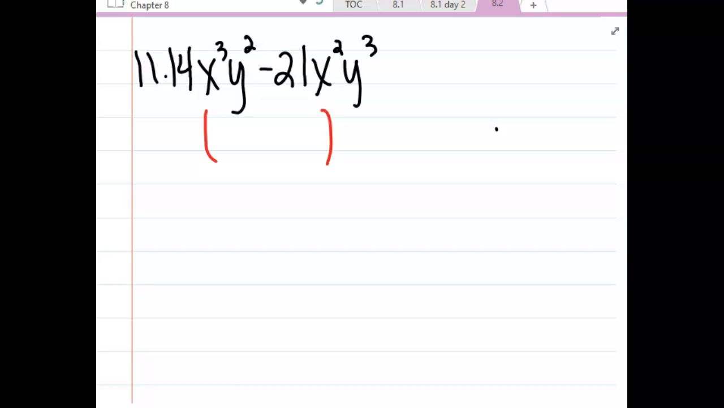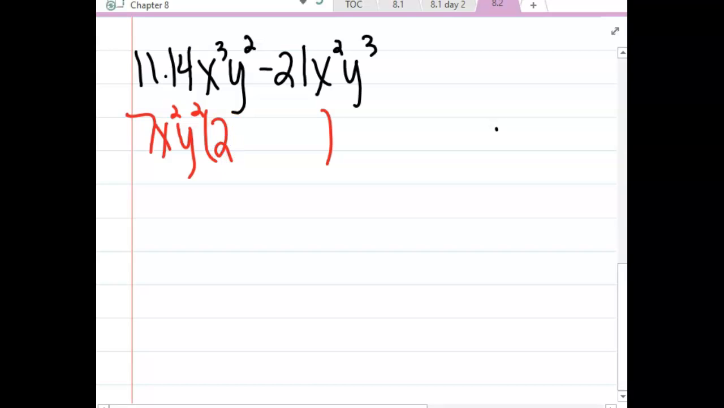So number-wise, between 14 and 21, what's the greatest common factor? 7. x cubed and x squared. How many x's do they have in common? x squared. y squared, y cubed. How many y's do they have in common? 2, right? Remember, you want to take as many as you can, but you have to take the same amount from all piles. Okay, to figure out what goes on the inside, 7 times what gives you 14?